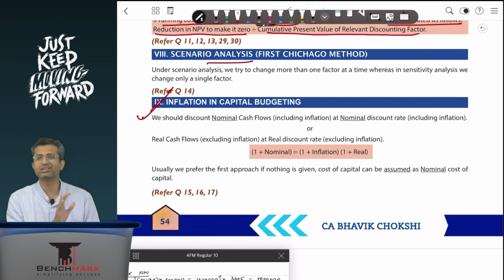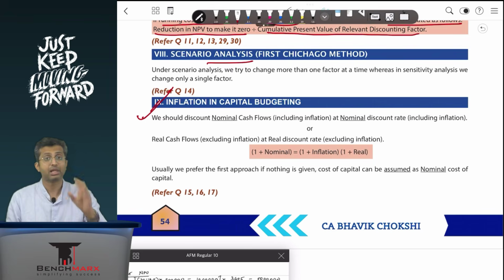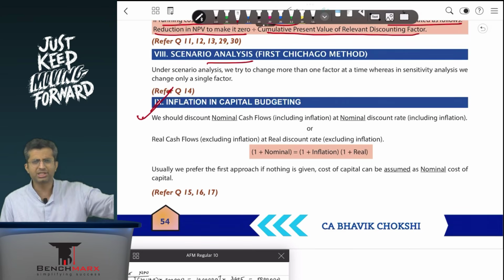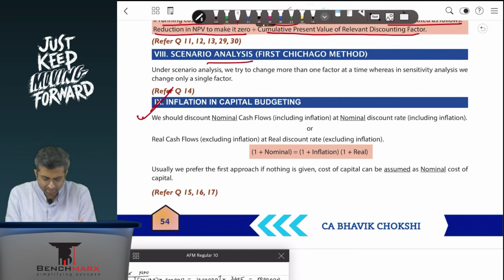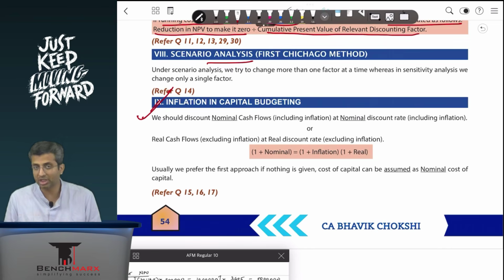Now there was some inconsistency in the institute's material over here within capital budgeting and also between capital budgeting and IFM. Like, if nothing is given, cost of capital is what? Well, in IFM they have always taken that if nothing is given, cost of capital is your nominal cost of capital. It includes the effect of inflation, because in the market risk-free rate and everything will be higher in India if inflation is higher. So your nominal cost of equity, cost of debt are already including the effect of inflation. So ideally, if nothing is given, cost of capital should include the effect of inflation.